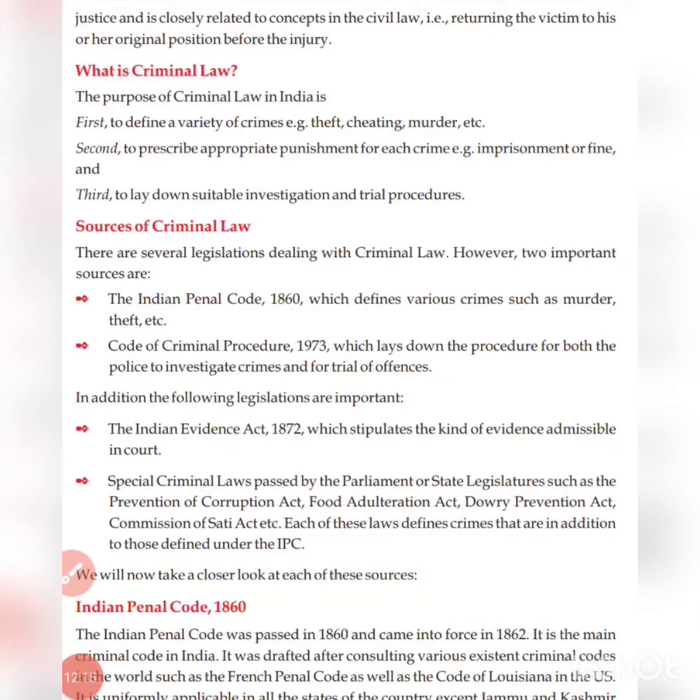For cheating we have a different punishment, for murder we have a different punishment. So punishment can be in the form of a prison term or fine. Third, there will be certain procedures or processes or stages, you may say, through which the police or the authorities have to go for proper investigation and trial of the accused, right?